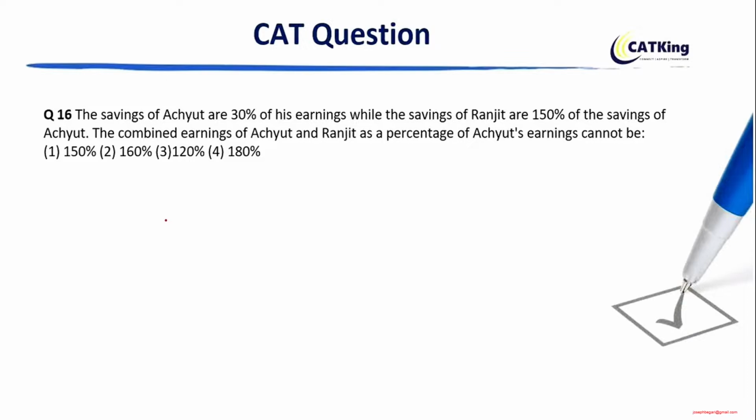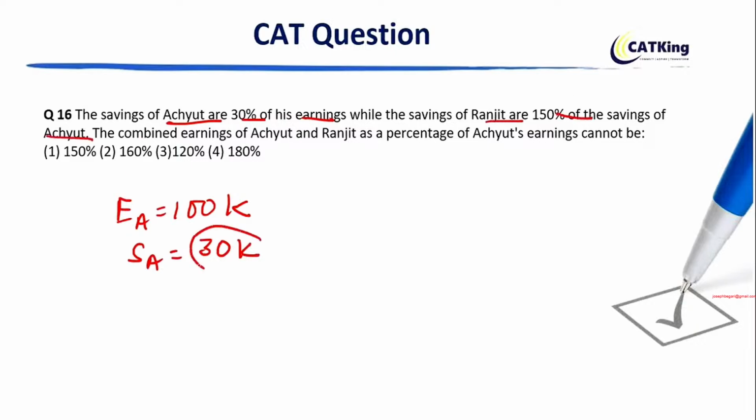So I hope you have tried it out now. Let's see the solution. The savings of Achyut are 30% of his earning. Let's say again that the earning is 100k. K method, always useful, guys. So what is the saving of Achyut? Achyut's saving is 30k. Savings of Ranjit are 150% of the savings of Achyut. So if Achyut's saving is 30k, savings of Ranjit are 150% of this, that is 45k.